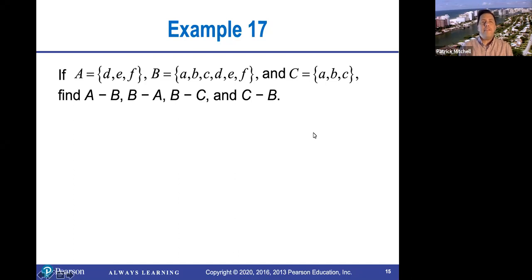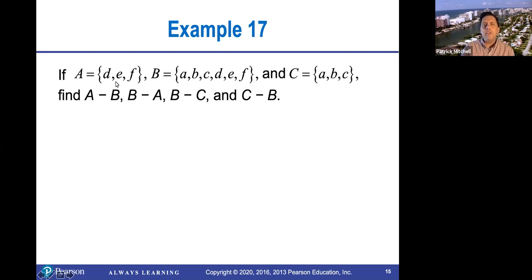So for example, if A is the set containing the letters D, E, and F, B is the set containing A, B, C, D, E, F, and C is the set containing A, B, C, we will find the complement of B relative to A, the complement of A relative to B, the complement of C relative to B, and the complement of B relative to C. Okay, so I think the easiest thing to do is just remember that this set, it's everything that is in A but is not in B.